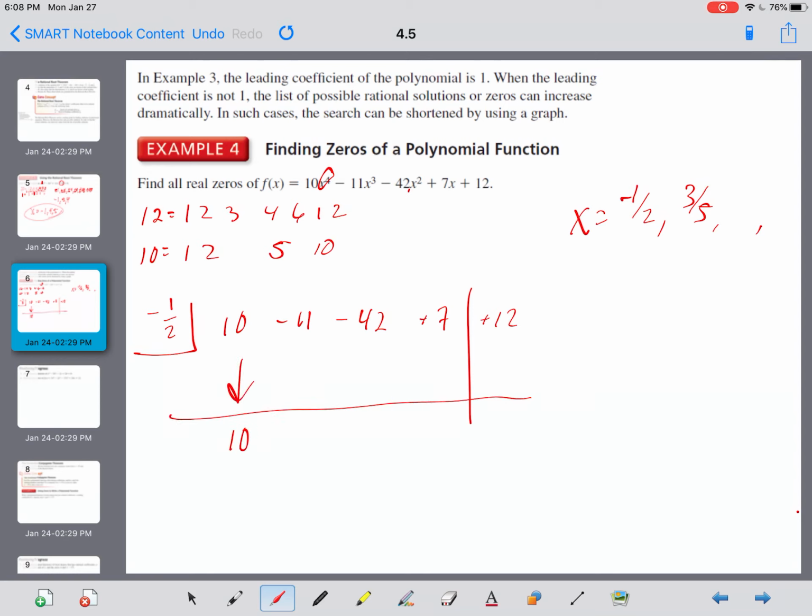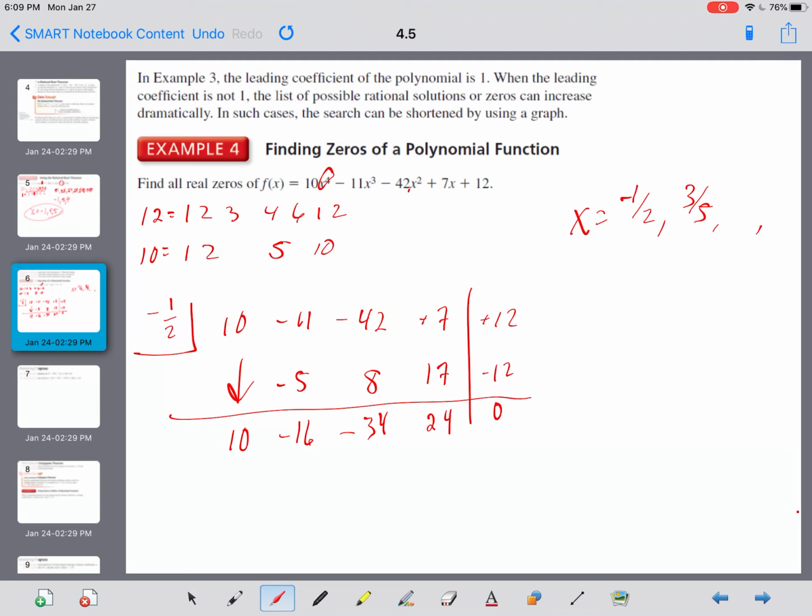So drop the 10. -1/2 times 10 is -5. -11 and -5 is -16. Negative makes positive. Half of 16 is 8. -42 and 8 is going to be negative. Drop that, 34. -1/2 times -34 is going to be positive 17. 17 and 7 is going to be 24. -1/2 times 24 is -12, and we get a 0.